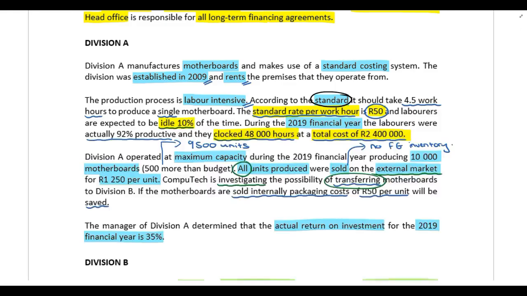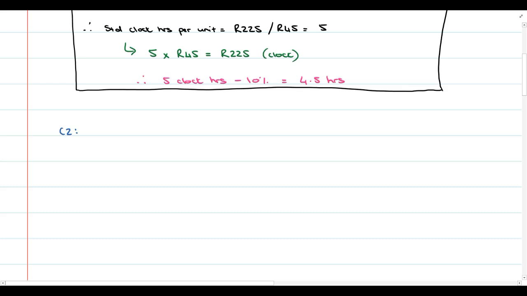And it's a simple calculation because we know that they actually clocked 48,000 hours and they were actually 92% productive. So you can easily calculate the hours that were worked. All right, so they actually worked 44,160 hours.